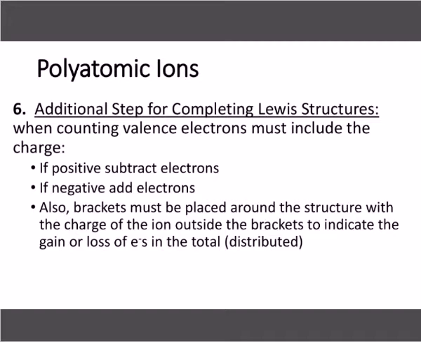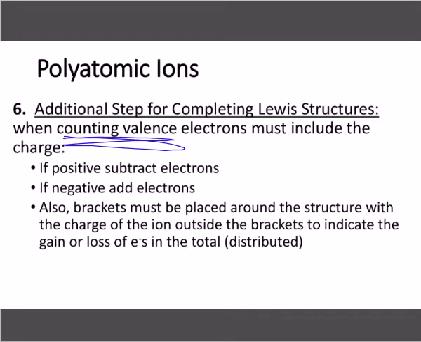Lost or gained electrons. And that's exactly what we're looking at. Polyatomic ions, when we write their formulas, the formula will be in parentheses, and then the charge will be on the outside of those parentheses. So there's an additional step, and really this is not at the end of the process, it's at the beginning. It's when we count valence electrons.